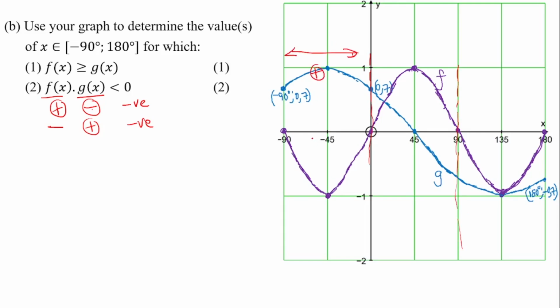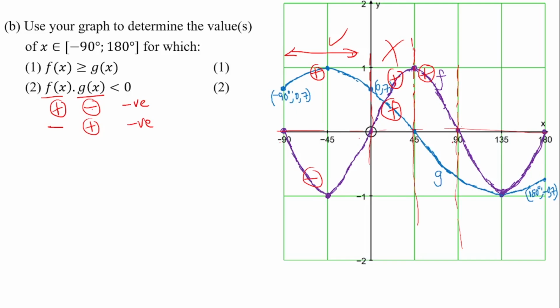This is positive because it's above the x-axis. Remember, when the graph is above the x-axis, it means greater than 0, is positive. When it's below the x-axis, it's less than 0, is negative. Right, this one is negative. So we want this part between negative 90 and 0. Oh, there's another x-intercept here, 45 degrees. Right, and then from 0 to 45 degrees, this is positive, this is positive. Both of them are above the x-axis. So it's out. Positive times positive will give us an answer which is greater than 0.